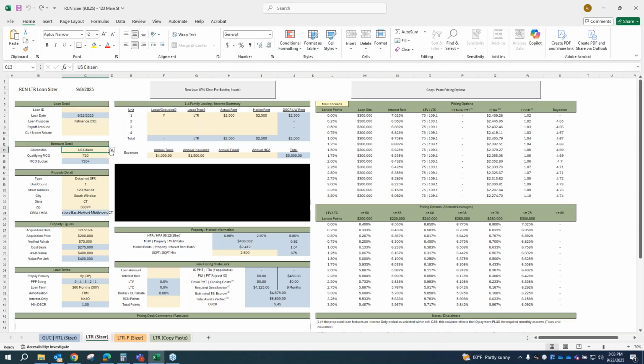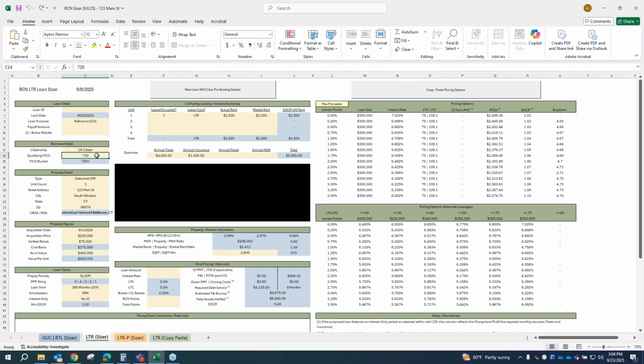You want to be able to choose the correct citizenship: U.S. citizen, permanent resident alien, and foreign national. Permanent resident alien will function the same as a U.S. citizen as far as our guidelines go, so you won't see any reductions in leverage there as you would on the foreign national. The FICO score will be going here, and we're going to get back to this, but I want to make sure that everybody understands how critical this number is.